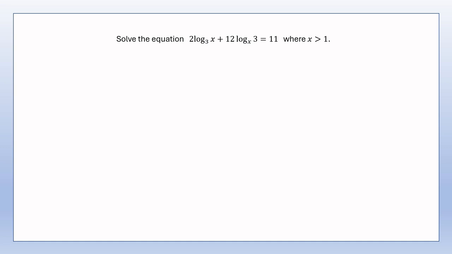directly applicable. However, what I do notice is that I have log to the base 3 of x and log to the base x of 3, which absolutely screams change of base to me, because I know that log to the base x of 3 is equal to 1 over log to the base 3 of x. So I could possibly replace the log to the base x of 3 in the equation with 1 over log to the base 3 of x.